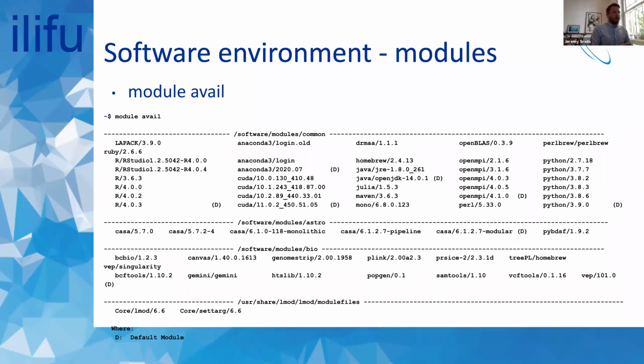I just want to point out that when selecting a module, if you don't indicate the version number, it will load the latest version. For example, if you run module load R, you'll get R 4.0.3, and this is indicated by the capital D next to the modules, which are the default modules. If you want a specific version number, you would enter that as part of the module name when loading the module.